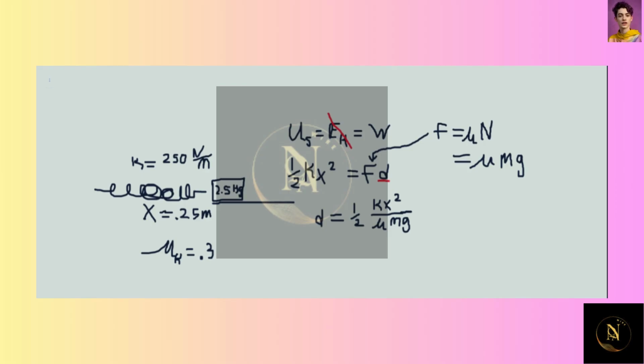So remember, the k is 250 newtons per meter, the x is 0.25 meters, mu is 0.3, m is 2.5 kilograms, and g is 9.8. So let's calculate out what that d is. And that's equal to 1.06 meters. So that's how far it'd slide.